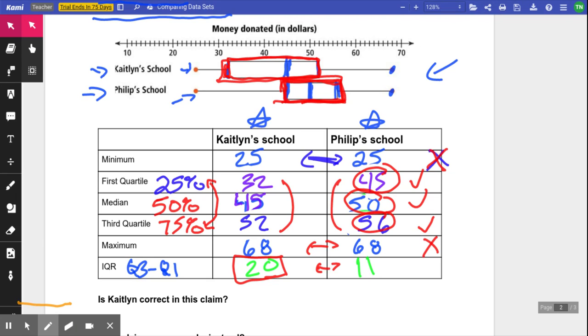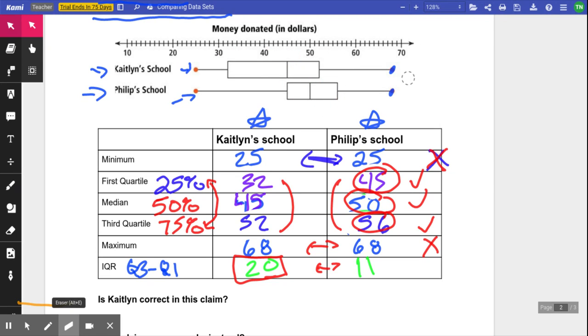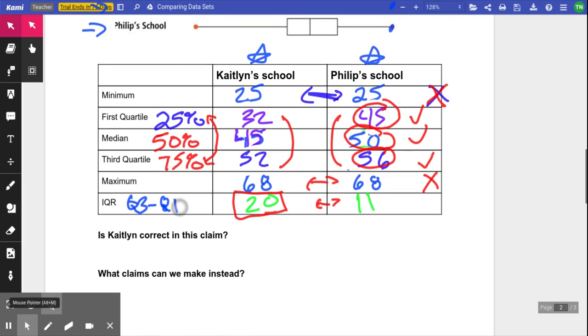50% of Phillips School, the students were closer in their fundraising than 50% of the students at Caitlin's school in the fundraising, okay? So now we need to really answer, is Caitlin's claim correct? I want to clear all of this here in this part, because I want us to be able to make a couple additional claims here. I think we're all on the same page here. I'm assuming that Caitlin's claim is not correct, right? Her claim is not correct.